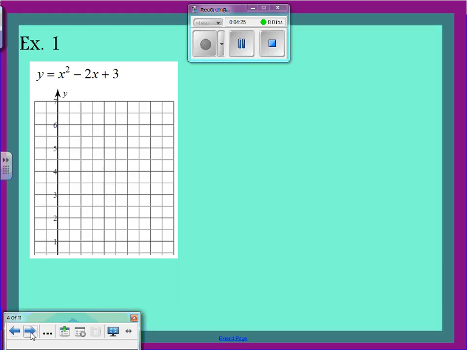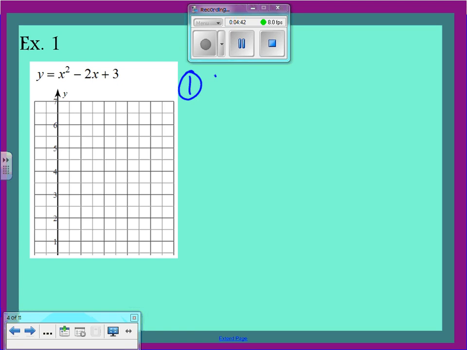Okay, so the whole reason why we find the vertex is because that is going to help us with graphing our quadratic. So here's our first example. So go ahead and write example 1 down. y equals x squared minus 2x plus 3. All right, so again, my first step is to find the vertex.